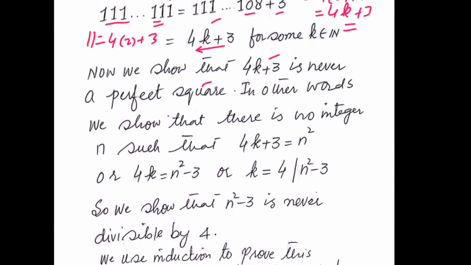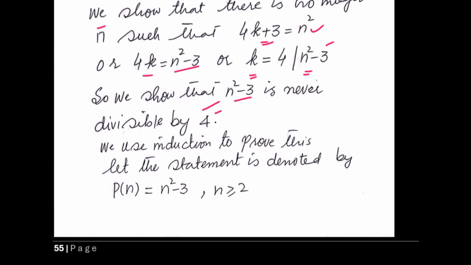In other words, we show that there is no integer n such that 4k plus 3 is equal to n square. Or we can say that 4k is equal to n square minus 3, or more simply that 4 divides n square minus 3 and gives some integer k. So finally we show that n square minus 3 is never divisible by 4. Showing 4k plus 3 is never a perfect square is equivalent to showing that n square minus 3 is never divisible by 4. We use induction to prove this.